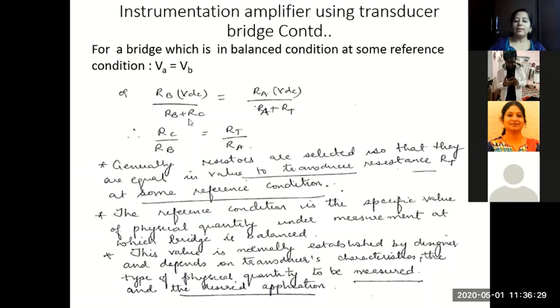Now, if I simplify this, I'll get this condition. And I think we are all familiar with the condition of bridge balance in Wheatstone's bridge. The ratio of the resistor RC by RB will be equal to the ratio of the resistors in the other arm. So the resistor at the top divided by the resistor at the bottom is equal to the resistor at the top divided by the resistor at the bottom in the other branch. So this is the condition for bridge balance in a Wheatstone's bridge.